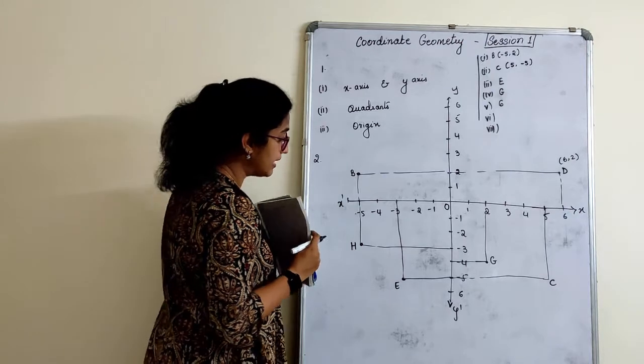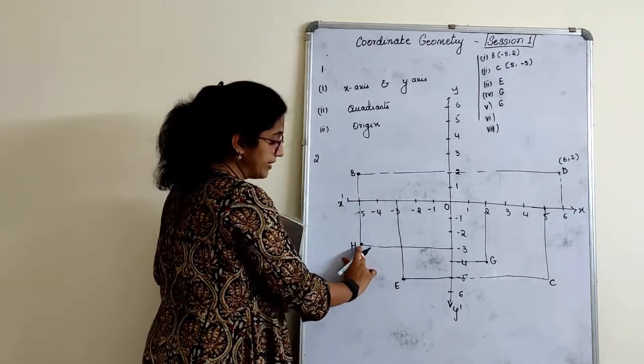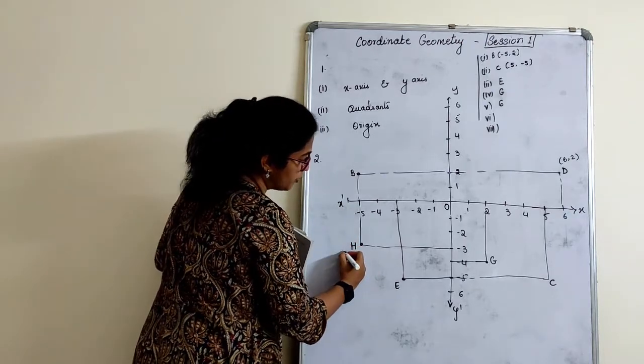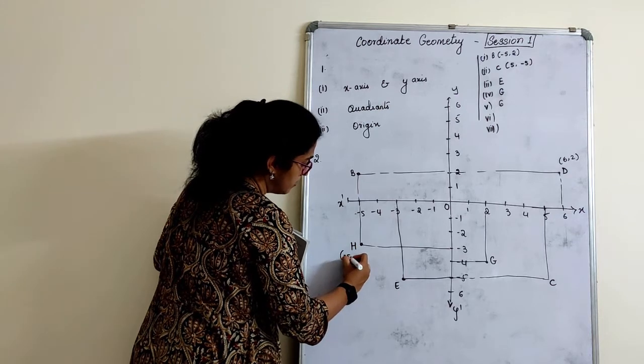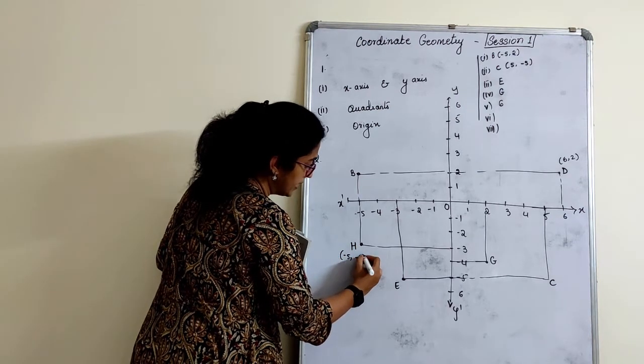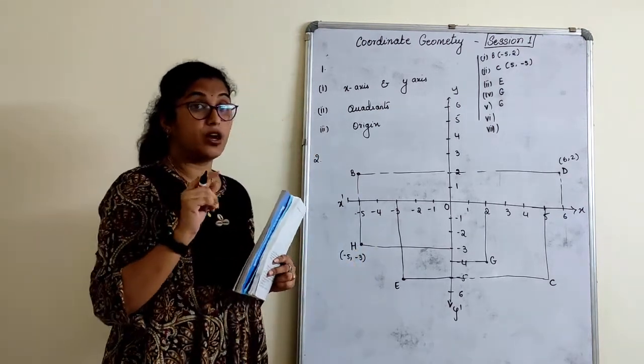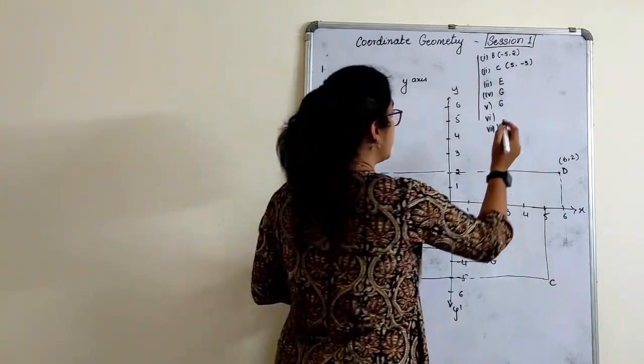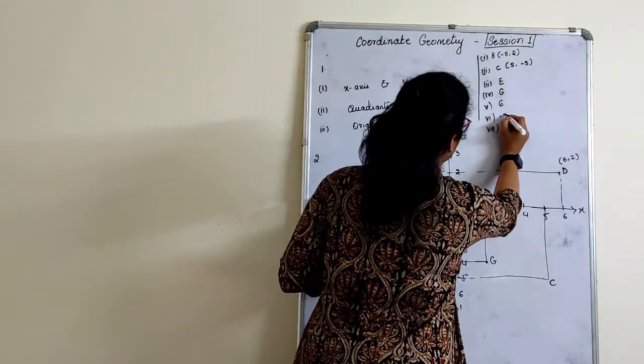Next, the ordinate of point H. Where is your ordinate? Here. And where is your point H? Here. So how do we read H? First let us write x-axis. Minus 5 and minus 3. We read. Ordinate is what? Y-axis. So what's your answer? Minus 3.